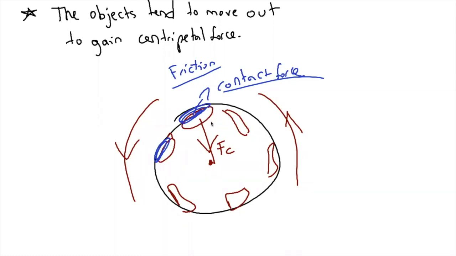And so my centripetal force is also increasing. So the simple answer is that my clothes and the water want to gain centripetal force, and that's why they are moving out. That's why the water moves out from these holes, because it wants to gain the centripetal force.